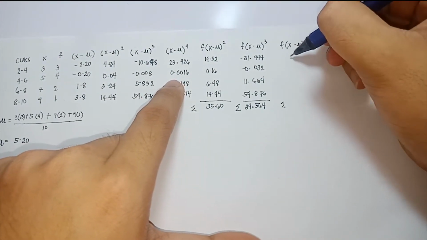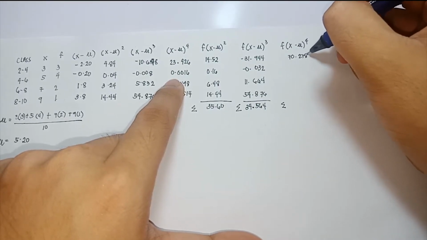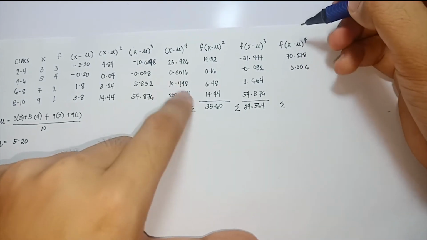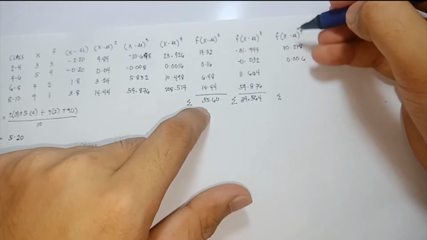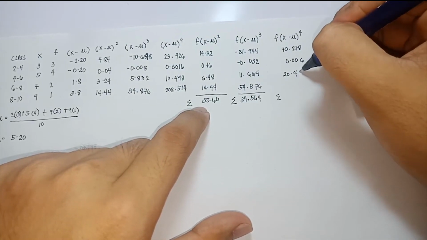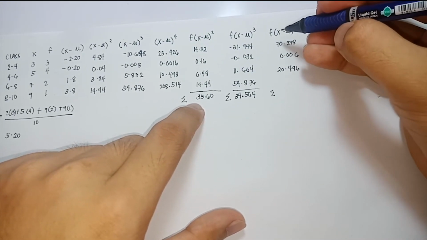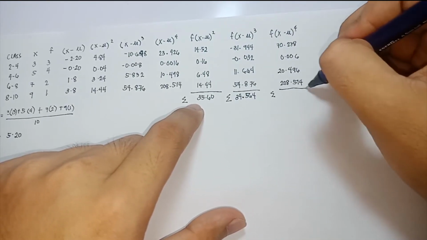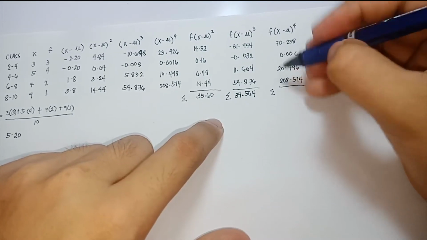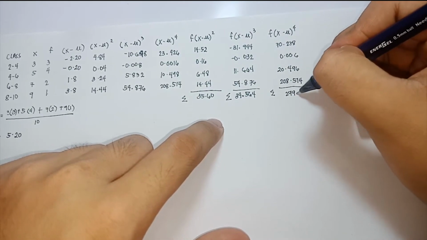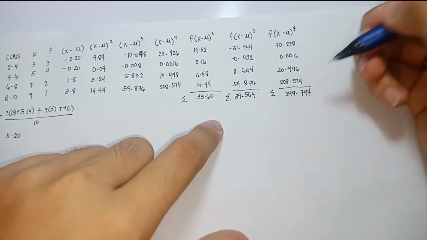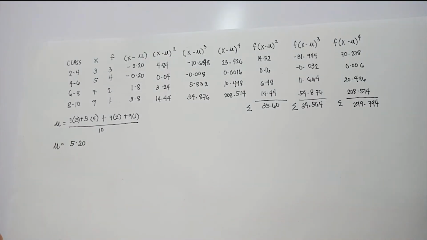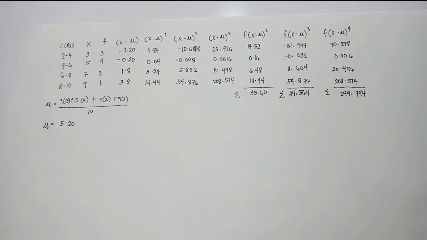So, meron na ulit ako niyan, 70.278, 0.006, 496, 20.496, and 208.514. Alright. So, kapag inadd ko yan, meron akong total na 299.794. Okay? So, ito ngayon yung table natin. Ayan. Yan yung kailangan nating mabuo para makakuha tayo ng Skewness and Kurtosis.